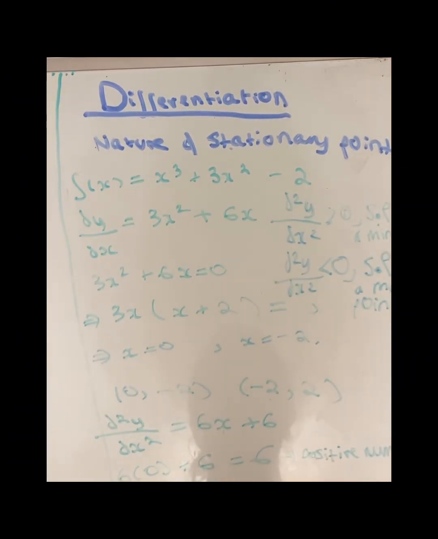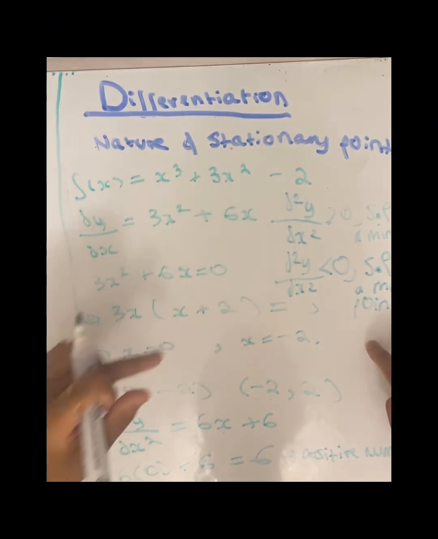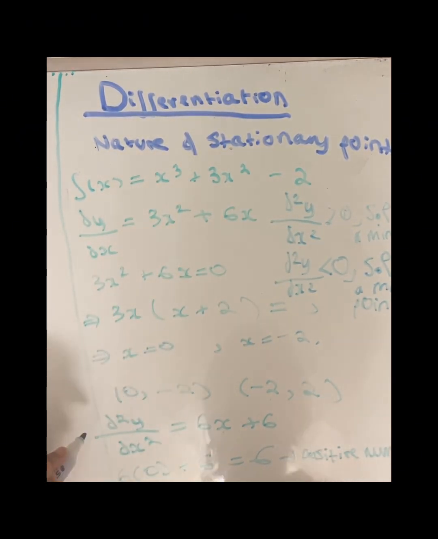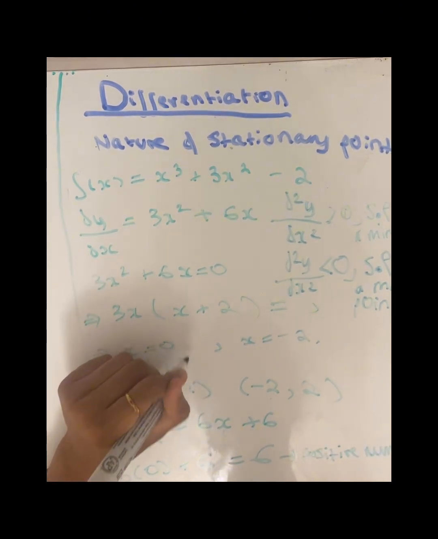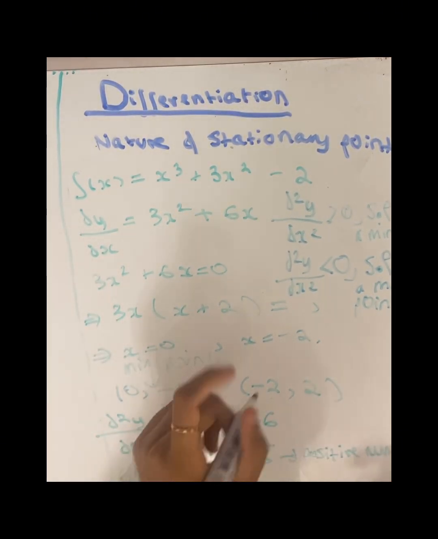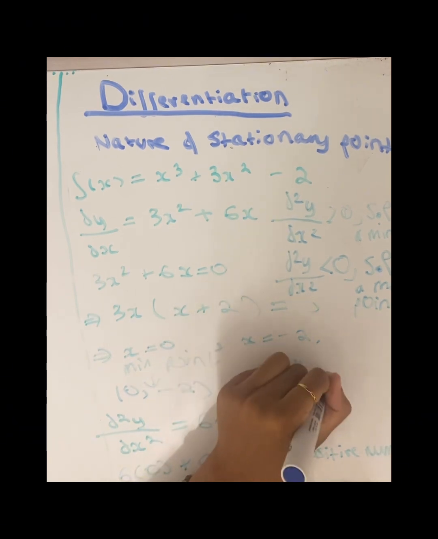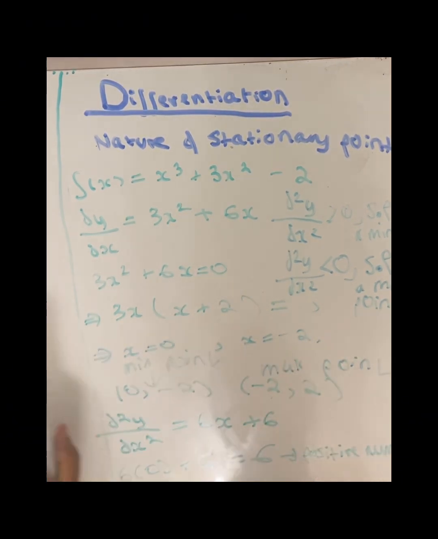Okay, so then we'd conclude and give those reasonings, and we'd say that for the point 0, minus 2, d squared y over dx squared, the second derivative, is positive. This is our minimum point. And then the point with x equals minus 2 is going to be our maximum point. So I hope that made sense, and I'll see you in the next one.